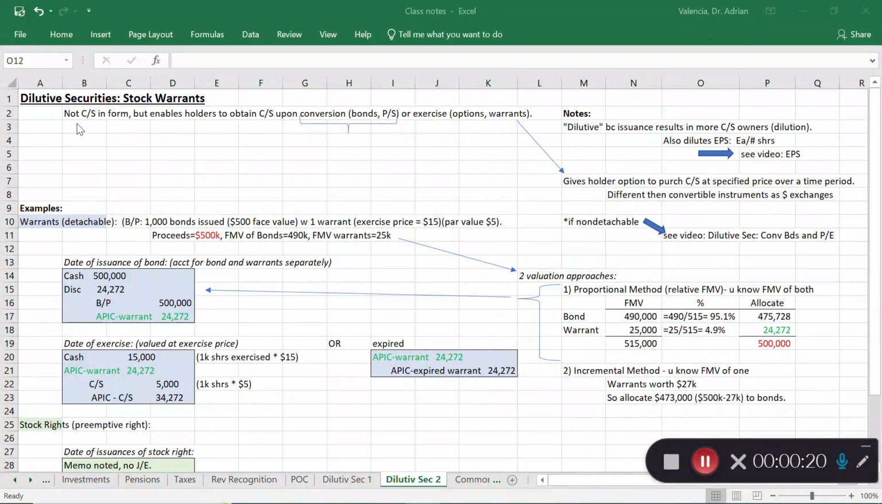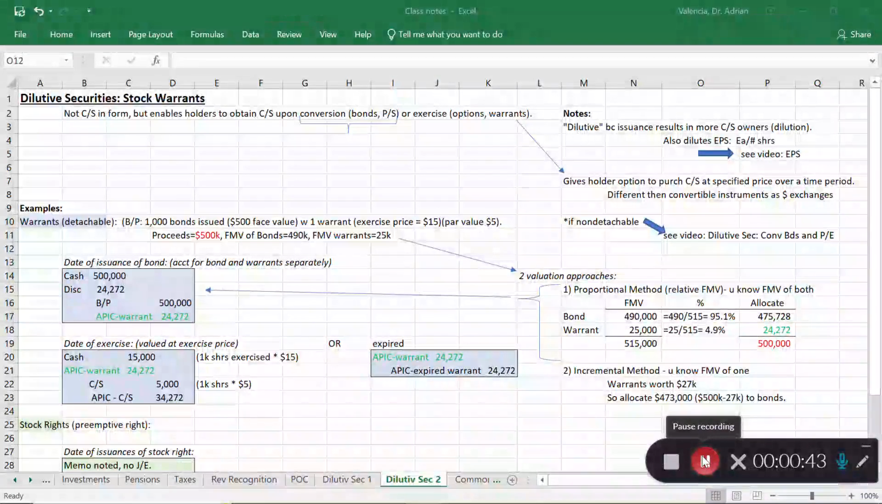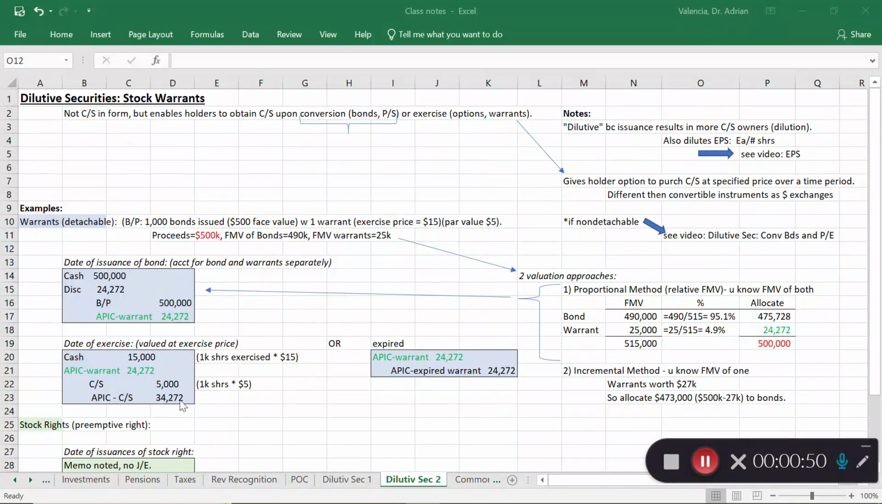these dilutive securities that we're referring to are not common stock in form, but they enable holders to obtain common stock upon the conversion, like we saw in the video on convertible bonds and convertible preferred stock. So upon conversion, you can get common stock, right? Or upon exercising in the case of options and warrants. So let's not let all these notes overwhelm us here.